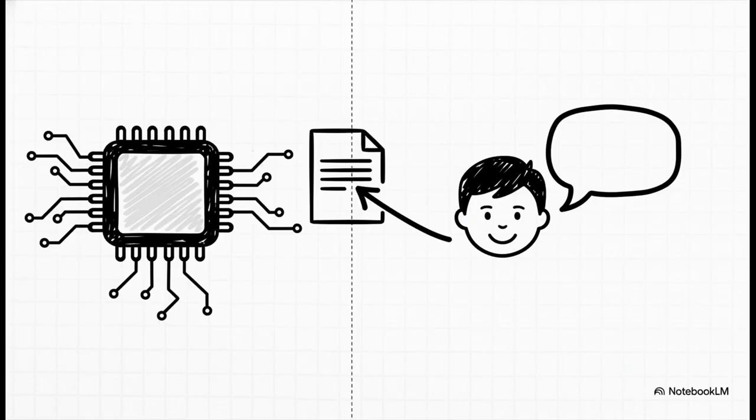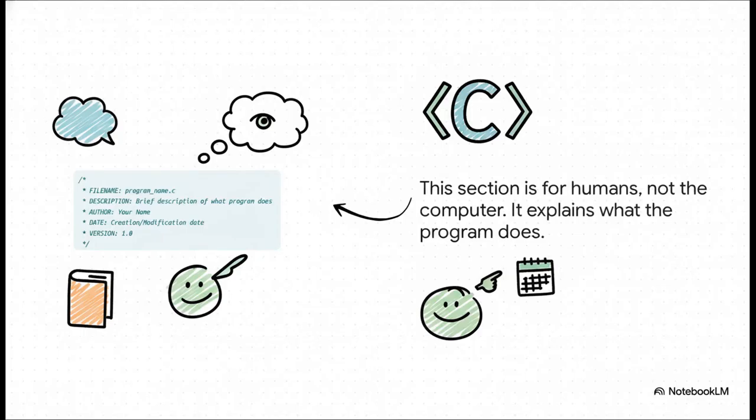All right, let's start at the very top. And what's funny is this first part, it's not even for the computer. Nope, it's for us, the humans. This is your documentation section. It's where you leave little notes to yourself and others. Things like the file name, who wrote it, and most importantly, what the heck the program is supposed to do. Trust me, your future self is going to thank you for this. So will anyone else who has to look at your code.